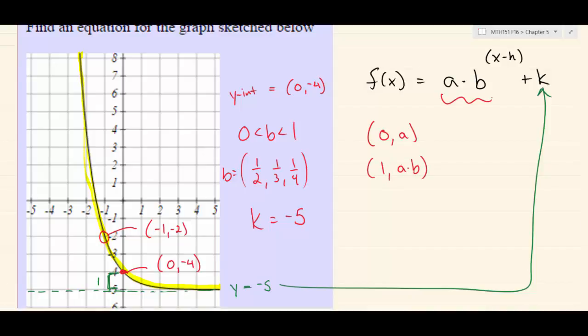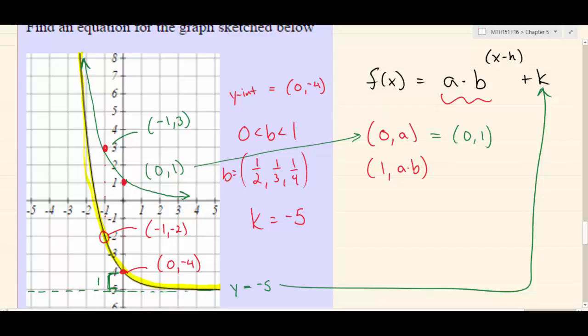If we take away the shift, this point goes up 5 units. 1, 2, 3, 4, 5. And this point goes up 5 units. 1, 2, 3, 4, 5. And we get a graph that maybe looks like this. And this point is (-1, 3). And this point is (0, 1). So what is A equal to? A is equal to 1.